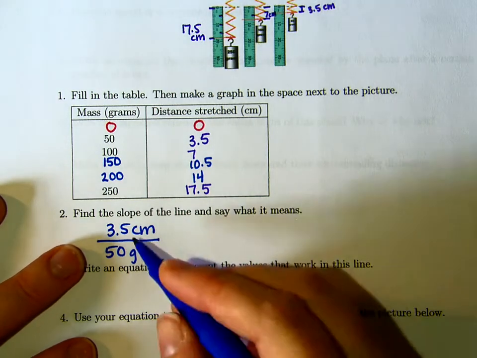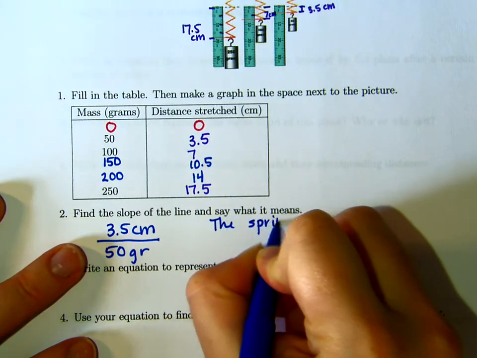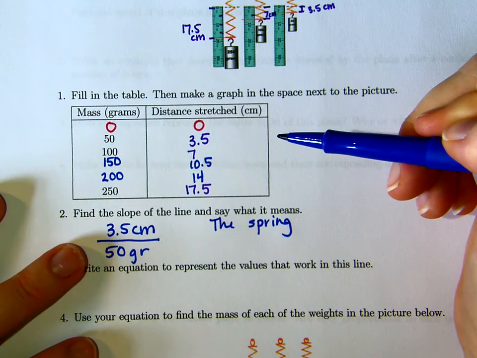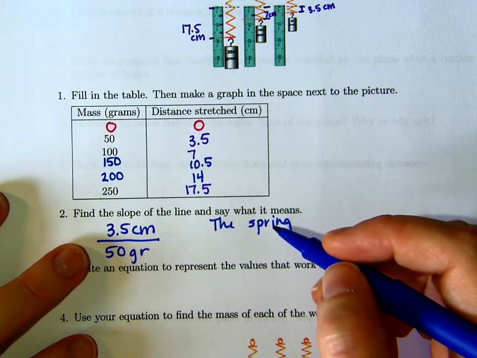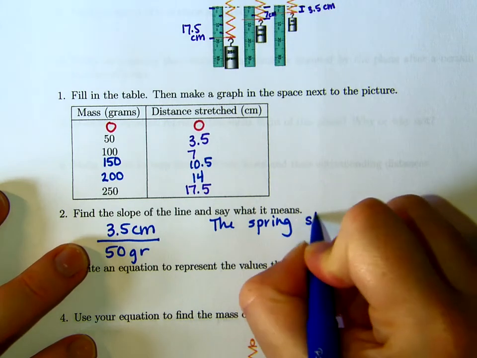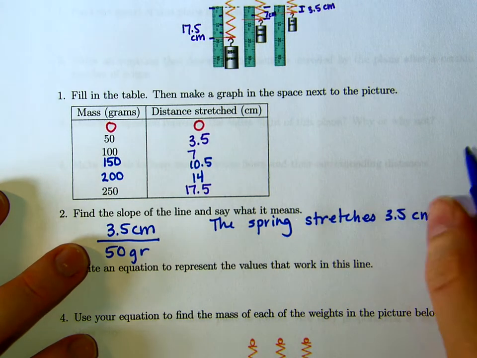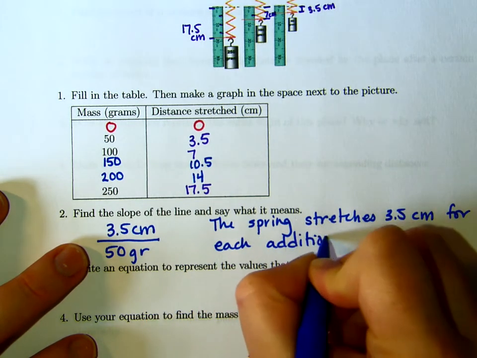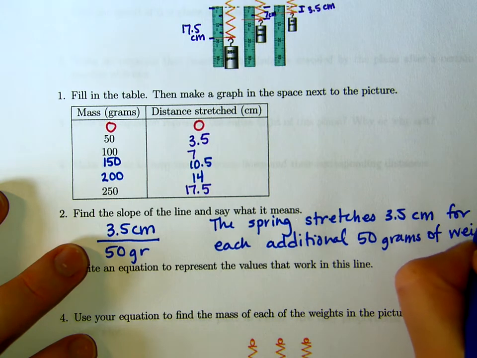Say what it means. It means that the spring, this particular spring, and remember, springs differ. Some of them are little tiny and very, very stretchy and springy and bouncy. And some of them are, you know, like hard to even compress, like shocks. The spring stretches 3.5 centimeters for each additional 50 grams of weight.